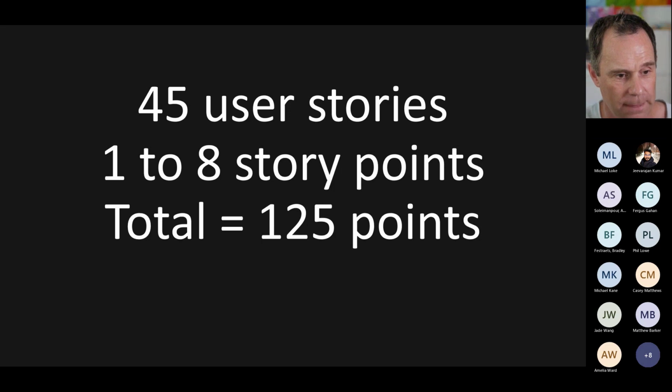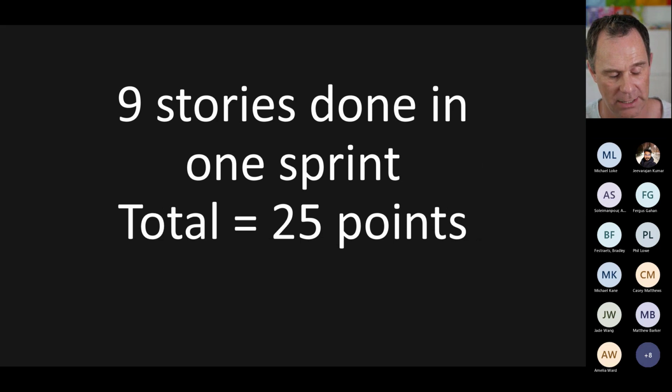For an example, we have 45 user stories in the backlog. They are in the estimation range of 1 to 8 story points. The total for the 45 is 125 points. The team playing Fist of Five agreed that they thought they could get the first 9 stories done. Those 9 stories had a total of 25 points.